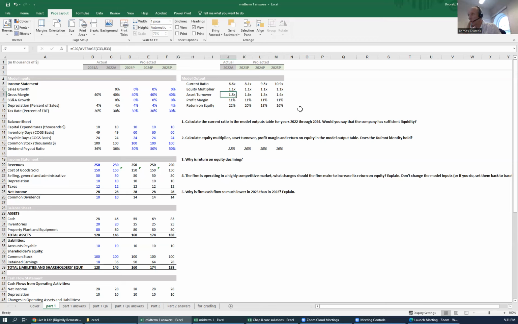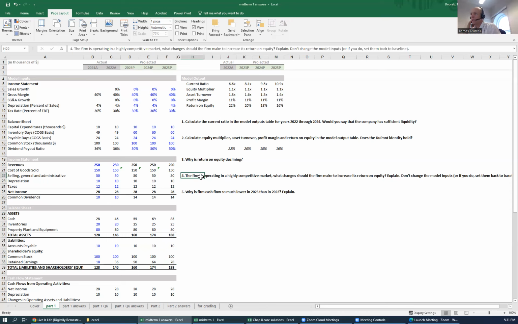What drives the asset turnover decline? Well, we know that revenue remains constant. There's nothing happening on revenue, but assets are increasing. Assets going from 146 to 188. The assets are increasing not because they're building PP&E or because they're building inventories. Assets are increasing because they're accumulating cash. So really this cash accumulation is the source of the decline in return on equity. There's just too much of retained earnings on the balance sheet.